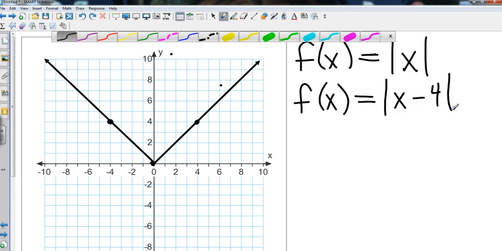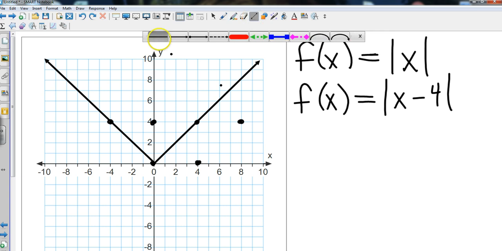And remember our function in the last one, if it was inside the parentheses and it was negative, that means we actually slid it to the right 4 spaces. And so we're going to move this 4 spaces this way, 4 spaces that way, and 4 spaces this way. And so there is our new absolute value.